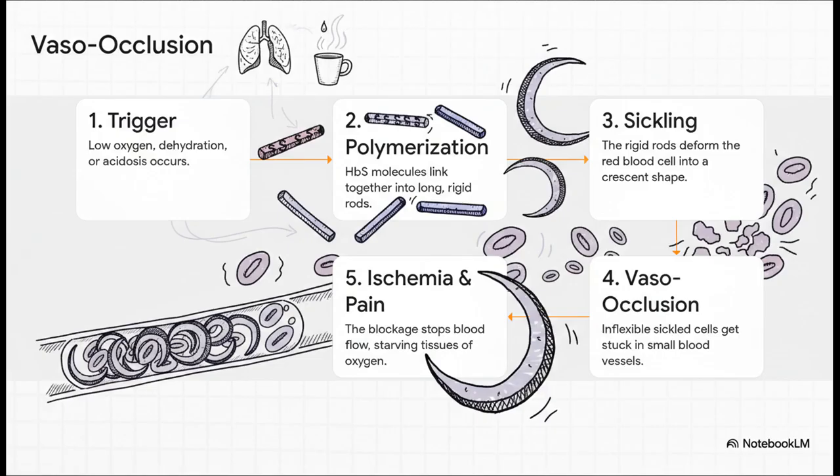And because they're not flexible anymore, they can't squeeze through the small capillaries. They create this massive traffic jam, a log jam. That's what we call vaso-occlusion. The blockage cuts off blood flow, starving tissues of oxygen. That's ischemia. And that causes just excruciating pain.